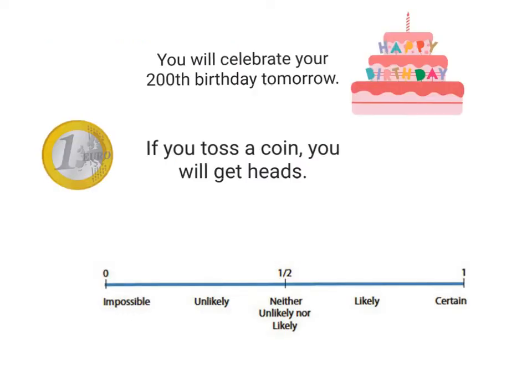Now let's look at these two events. I'm going to call them Event A and Event B. Event A says that you will celebrate your 200th birthday tomorrow. Well, based on our probability scale, we know that that's impossible because there's nobody here who's 199 years old. So we would say that Event A falls here at 0. It's impossible. There is no chance it will happen.